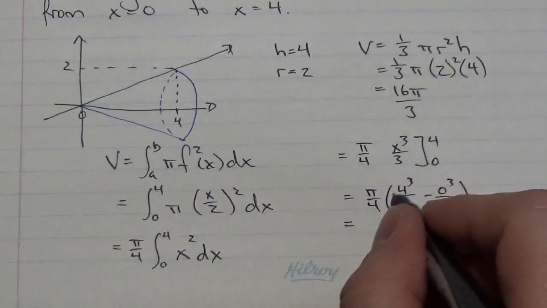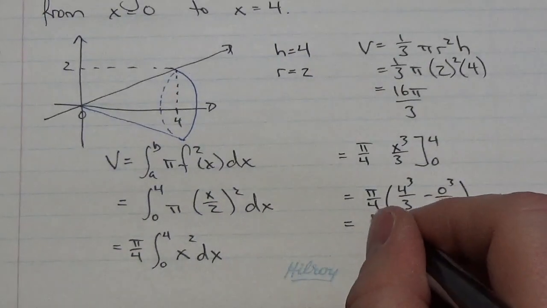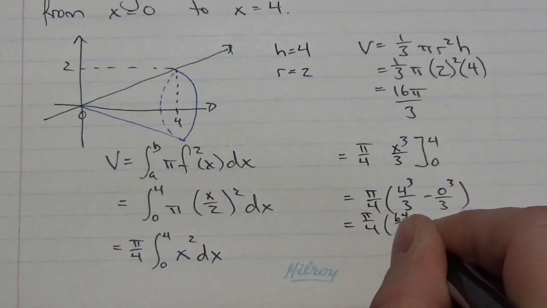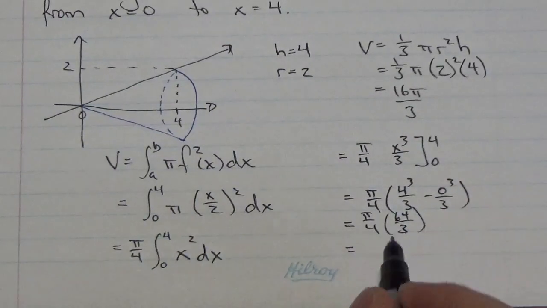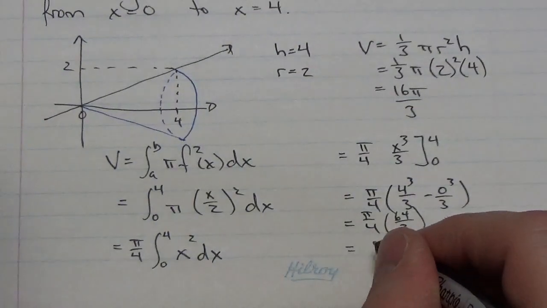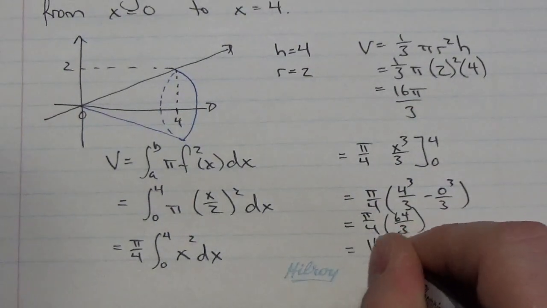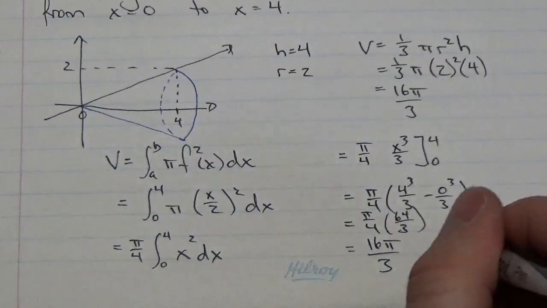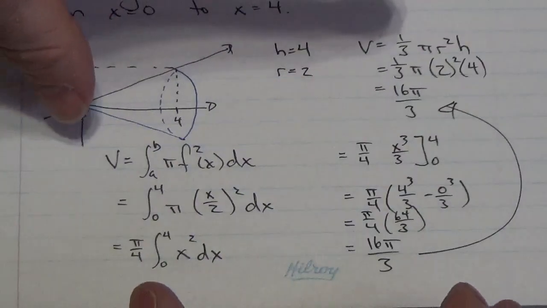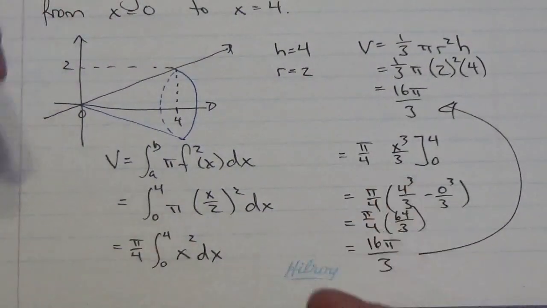Okay, 4 cubed is going to be 64. So it's still going to be pi over 4 multiplied by 64 thirds. And when I simplify that 64 over 4, I get 16. So this ends up becoming 16 pi over 3, which is exactly what I had determined it to be earlier. So I'm hoping that gives you some confidence in the method that we've chosen here to determine the volume.